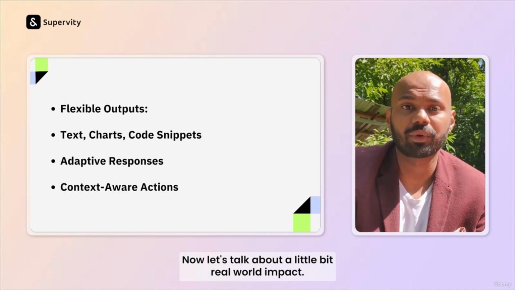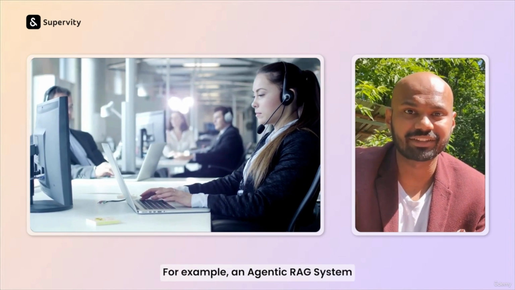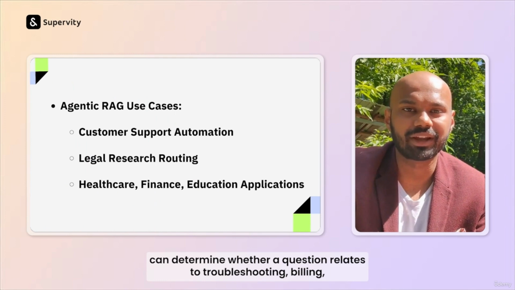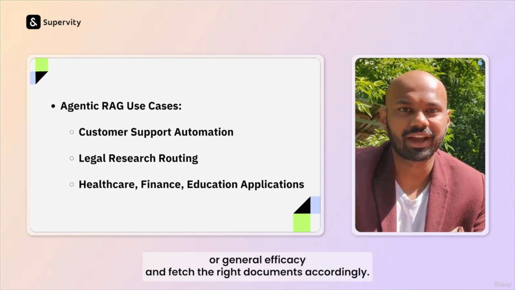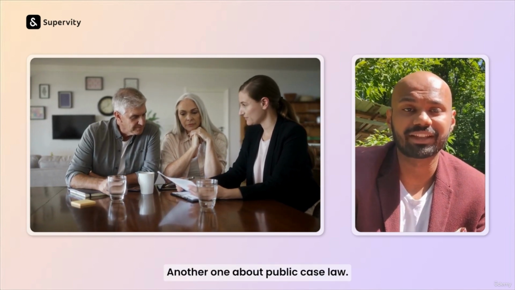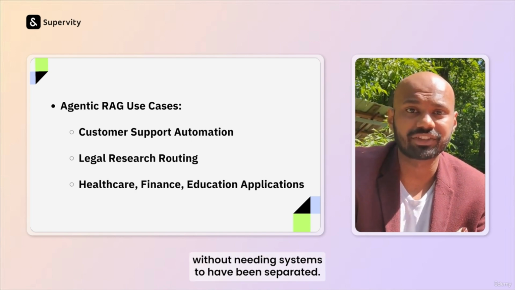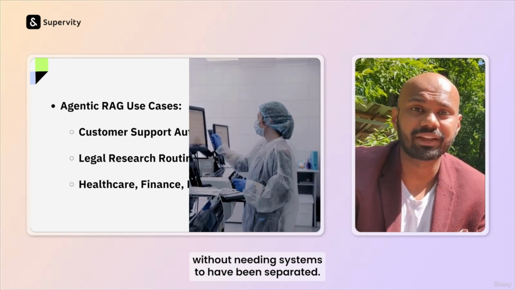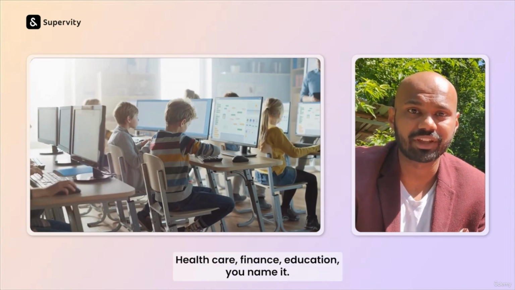Now let's talk a little bit about real-world impact. Customer support, for example. An agentic RAG system can determine whether a question relates to troubleshooting, billing, or general FAQs and fetch the right documents accordingly. In legal tech, a lawyer could ask one question about a client brief and another one about public case law. The agent routes the query appropriately without needing the systems to be separated. Another one, right? Healthcare, finance, education, you name it.